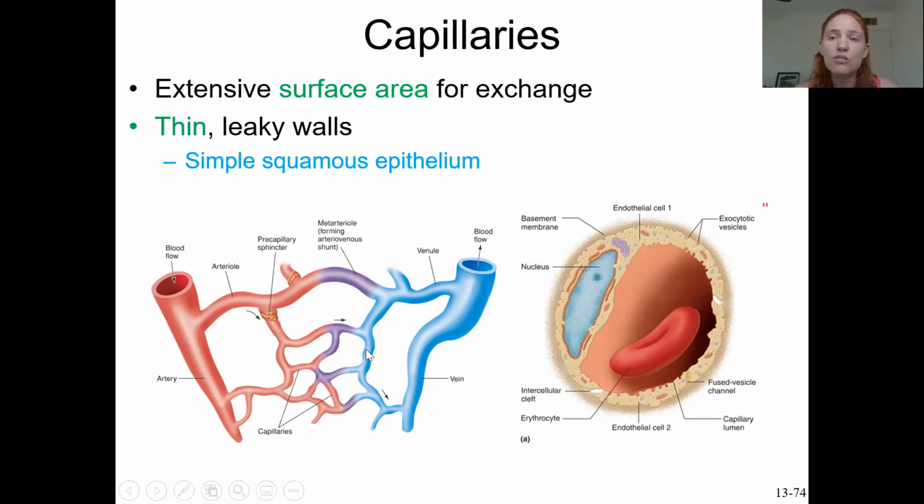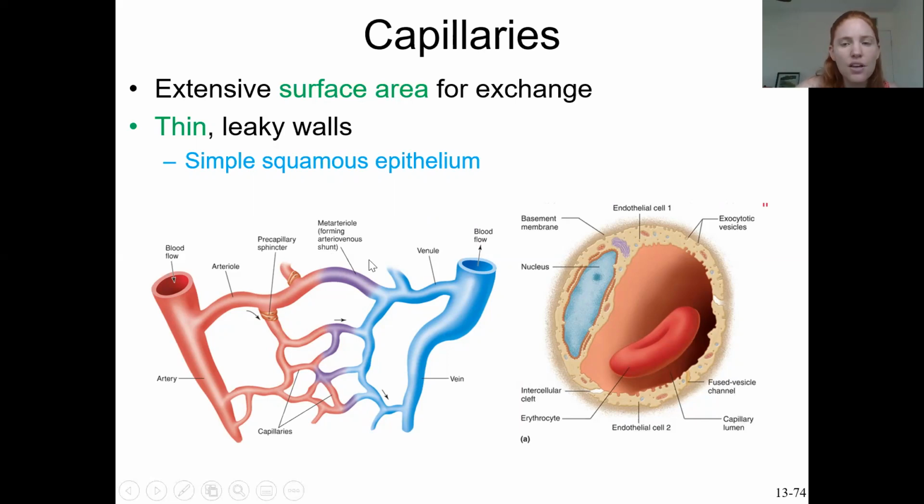And the purpose for that is the more different little tubes you can create, the more surface area you can create. And the more surface area, the greater the amount of exchange between the blood and the tissues. And this is how you can make it very efficient to give oxygen and nutrients to the tissues, and so that makes it so that they have much easier access to those things that they need.